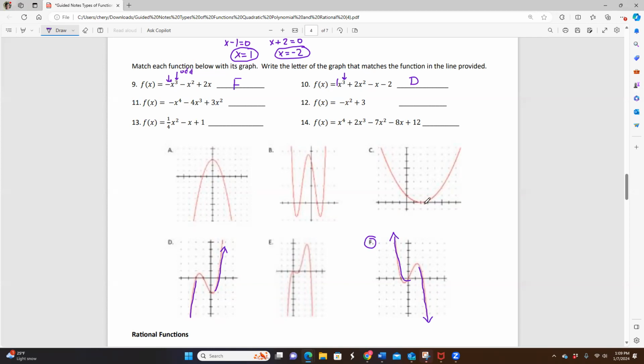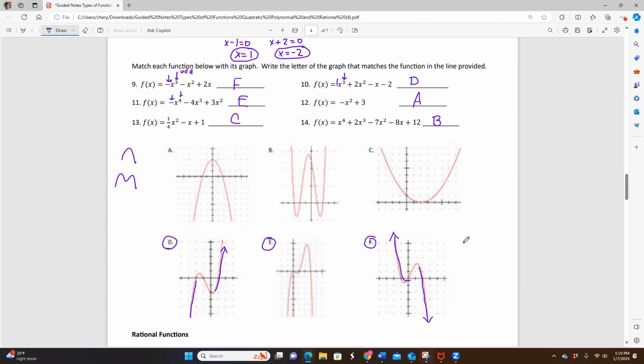Let's have you match the rest of these and we'll see what we get. Pause the video and give it a try. In matching the rest of these, you'll notice on 11, you have a negative lead coefficient with an even exponent, meaning that it opens downward. But since its exponent is 4, it may not be just a parabola. It could have a couple of lumps in it, so we know that number 11 actually matches with E.